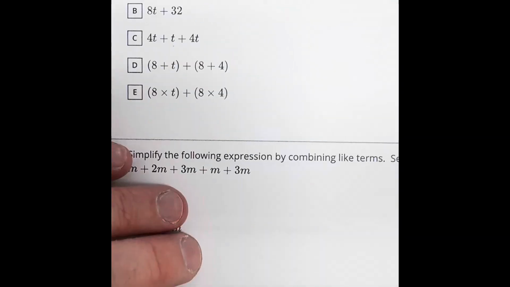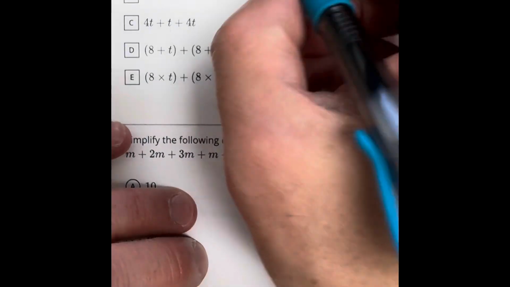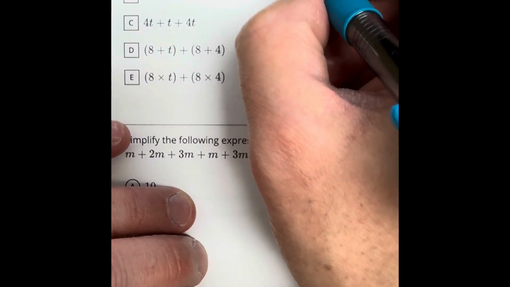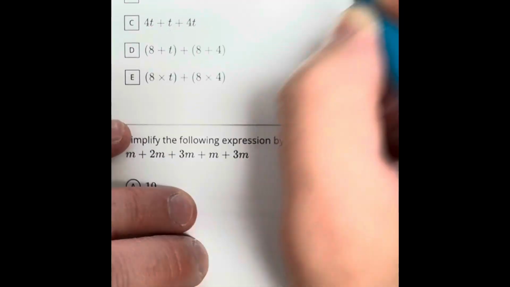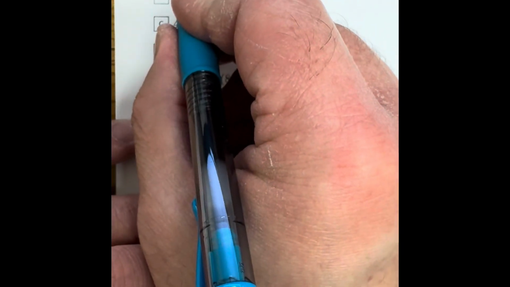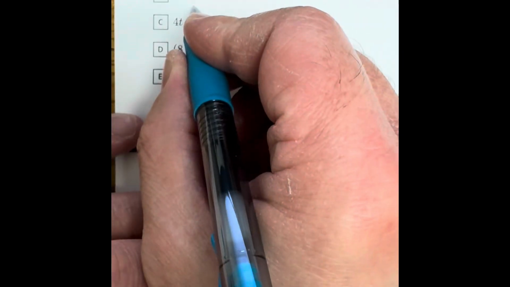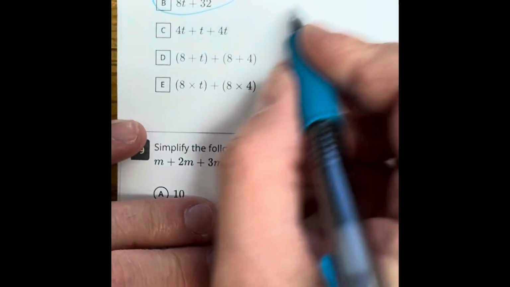18. Select all the expressions. Whew, these are a lot of work. 8 times T is 8T. 8 times positive 4 is positive 32. Okay, so we're looking for something that's that. 2 times 4T is 8T. 2 times 2 is positive 4. Nuh-uh. 8T plus 32. Same.